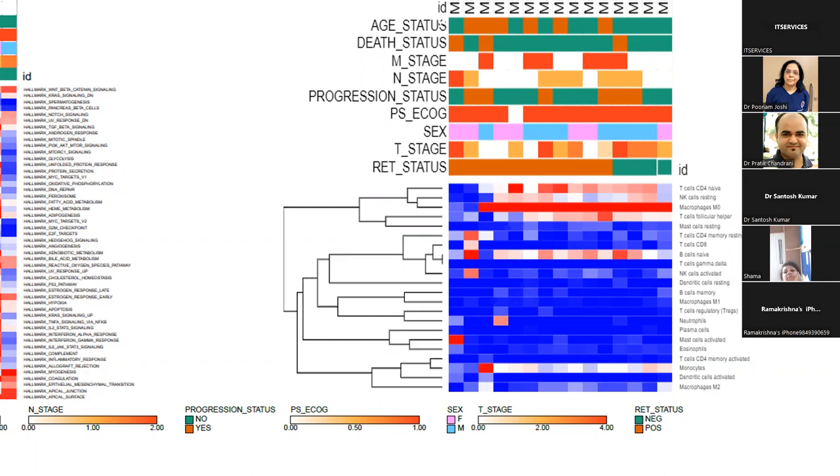And this M1 and M2 has differential implication on the clinical outcome of the patient. So here we can use drug compounds which can convert M0 to M1, and that can be more beneficial for the patient samples, and that can be one therapeutic strategy for medullary thyroid cancer.